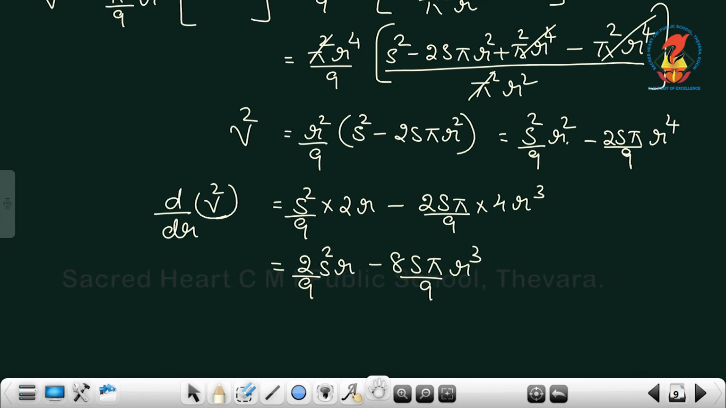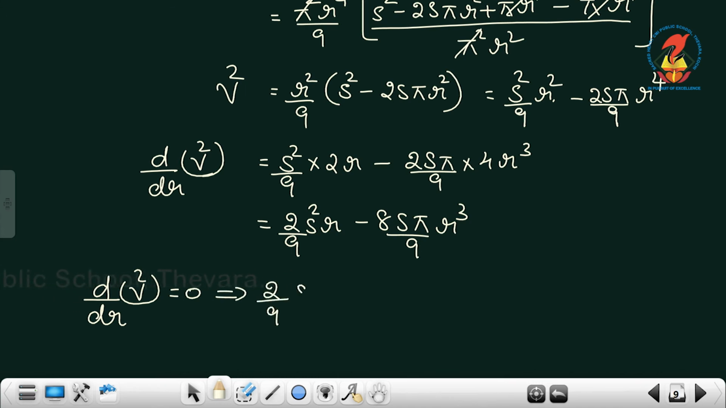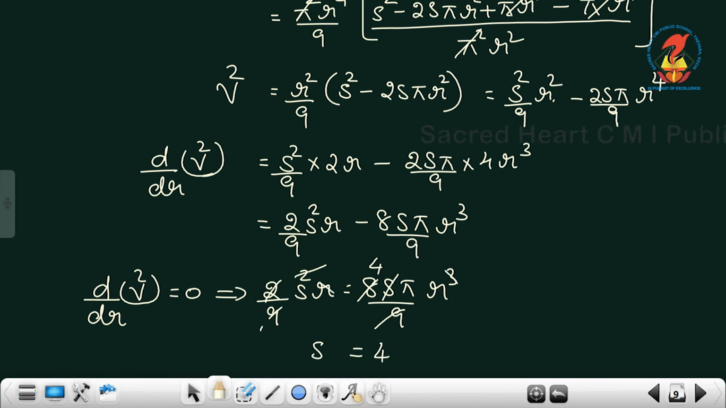The next step, equate to 0. So d by dr of V square equal to 0 implies 2 by 9 s square r equals, we can write on two different sides, left and right, 8s pi by 9 r cube. 9 cancel, s and s cancel, 2 and 8 cancel, r we can cancel. So s is equal to 4 pi r square. You can stop here.